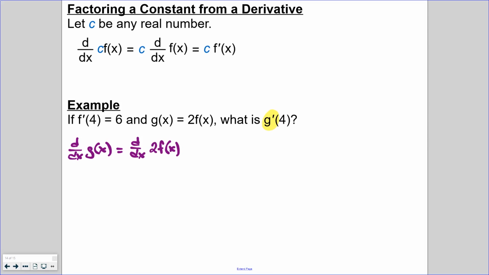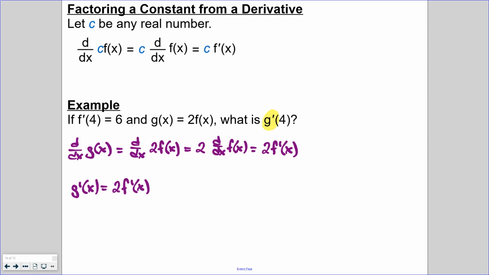2 is a real number, and it's being multiplied times f of x. That means we can factor it out to give us 2 d/dx of f of x. And we know that d/dx of f of x is going to be f prime. So we get 2f prime of x. All right, so what did we just find out? Well, we found out that g prime of x is going to be 2f prime of x.